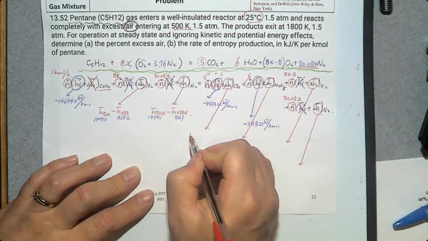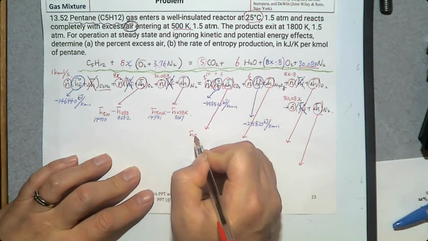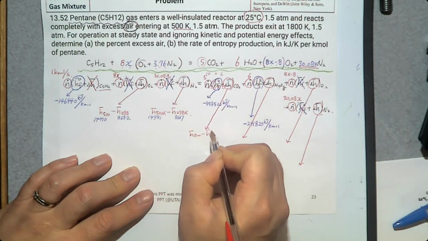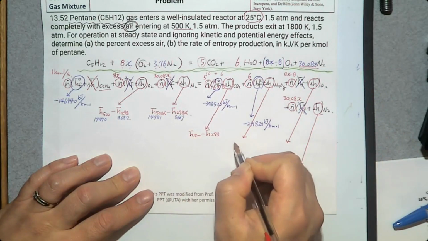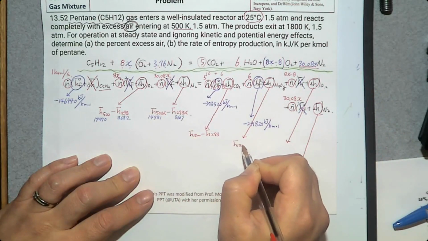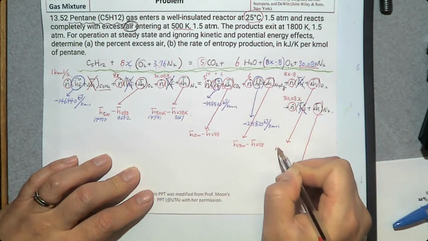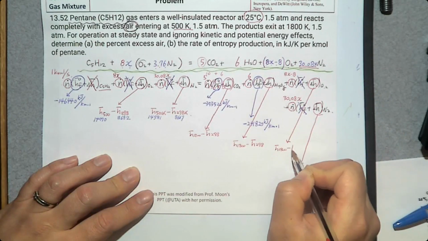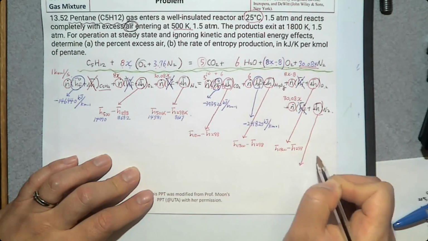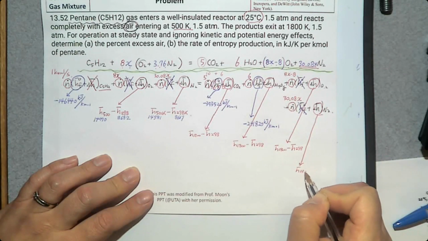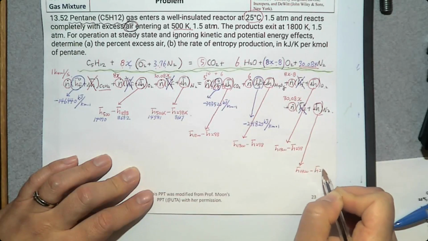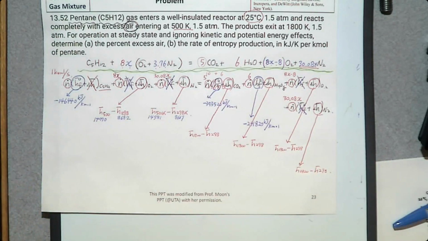So each one is H bar at 1800 minus H bar at 298, for all four components. So where can we find these H bar values? From the same property table, table A23.